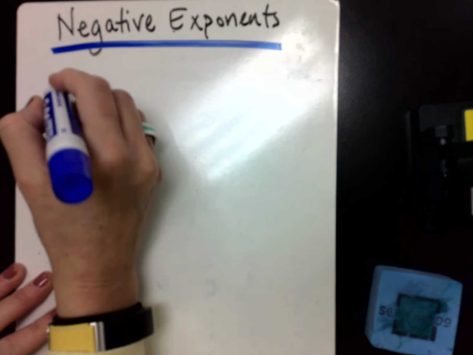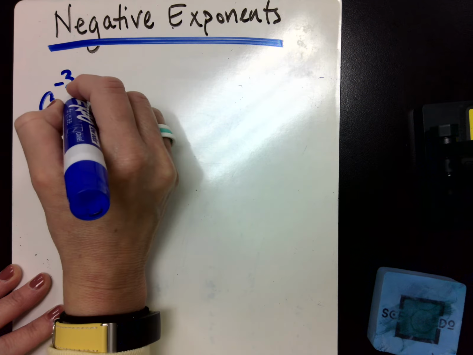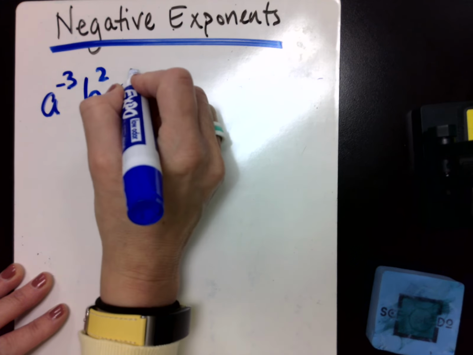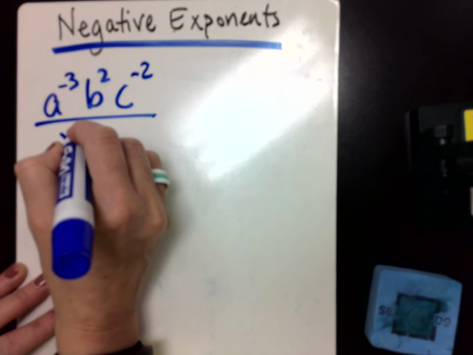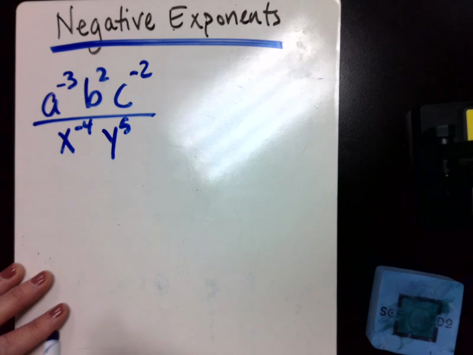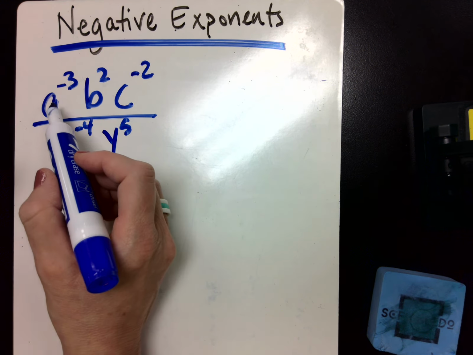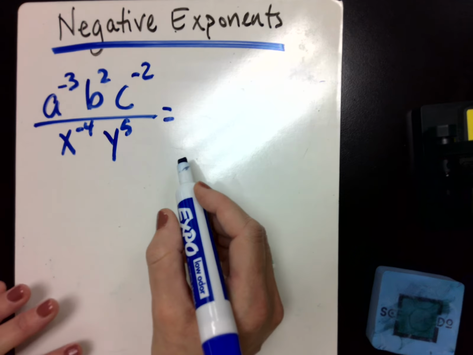So I give you one in your notes, and it looks like this: a to the negative 3 power, b squared, and c to the negative 2 power. But on the bottom, I have x to the negative fourth and y to the fifth power. Now, if I were to do all my flipping, flip my base, this becomes a fraction. So this is going to look messy at first.